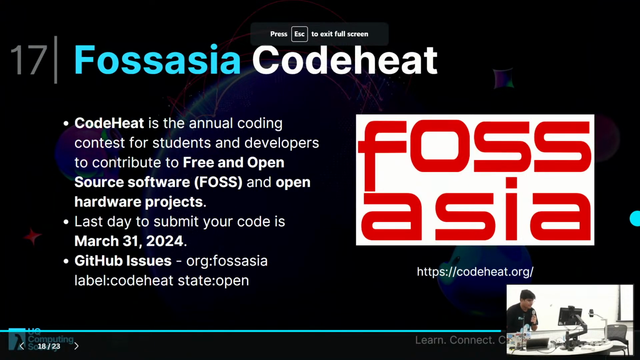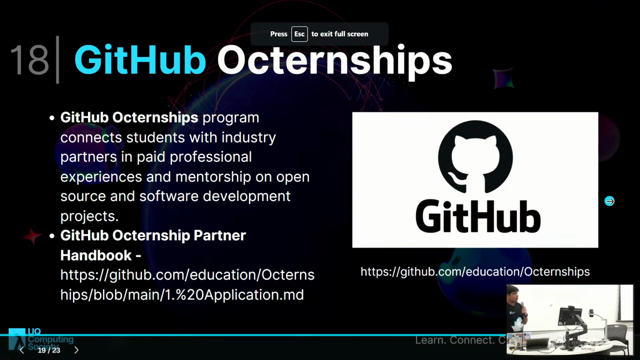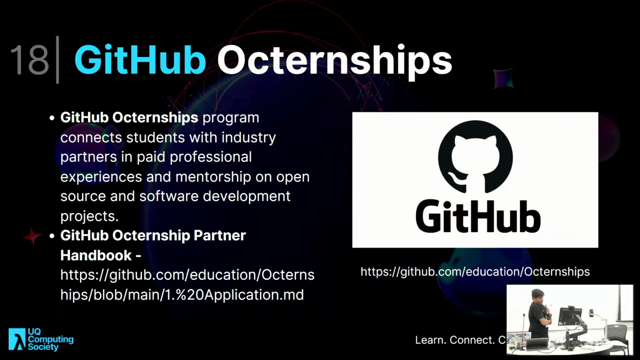So GitHub operations. These are the internships that are offered by GitHub themselves, where based on your open source contributions, they look at your applications and give you an internship for a 12 weeks period. It's a highly accredited internship program. That's the handbook that you can go through and take a look at the eligibilities. And based on that eligibility, you can apply.